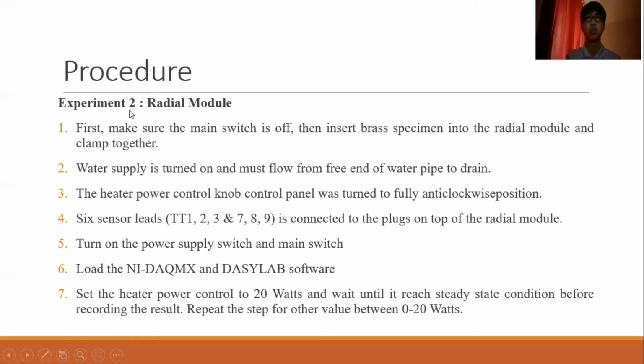For experiment 2, the radial module, the first step until the third step is the same as in experiment 1. However, in the fourth step, 6 sensor leads are connected to the plugs on top of the radial module. Then turn on the power supply switch and the main switch, load the software, and set the heater power control to 20 watts and wait until it reaches steady state before recording the result. Repeat the step for other values between 0 to 20 watts.